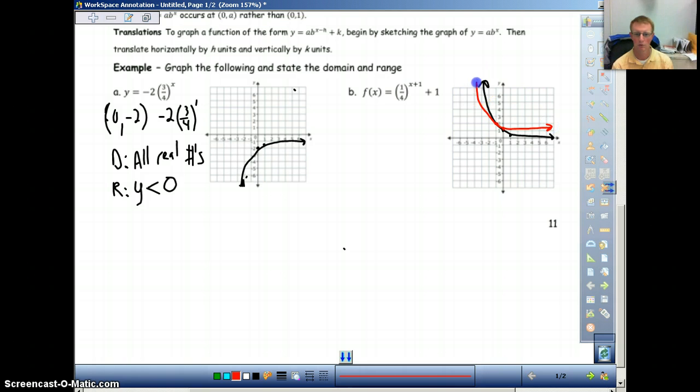So the same type of shape of the graph. I know that's not perfect. But again, now because we've shifted it, our domain always stays the same. It's all real numbers. But our range does change. And the range changes because we shifted the graph up 1. So now it never touches 1, and it's everything above that. So it's y is greater than 1. Okay? So let's move on to the backside.